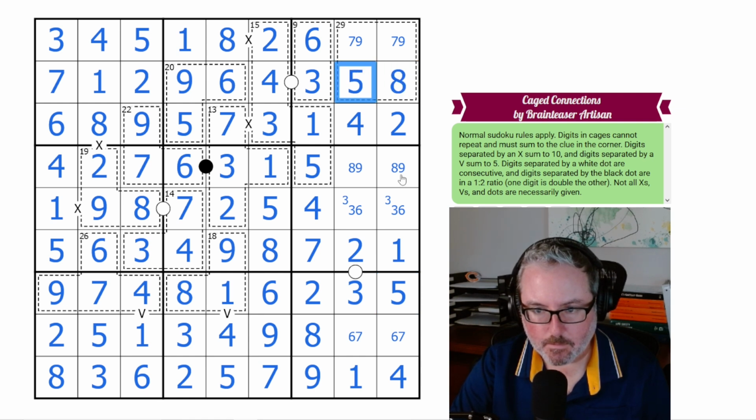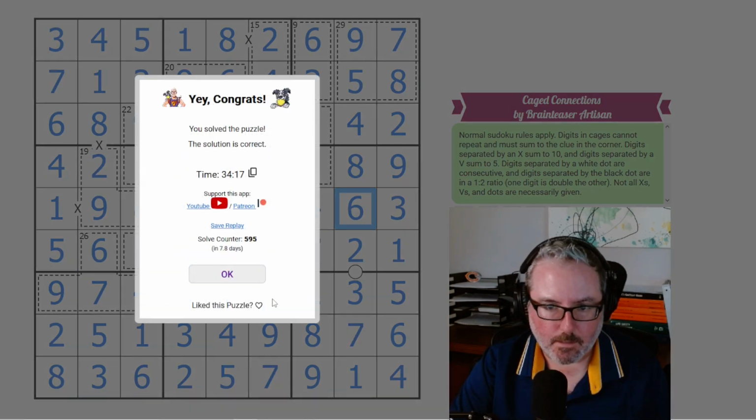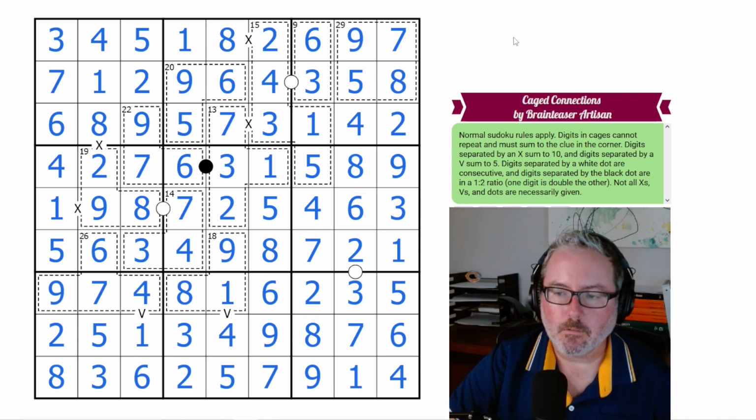8, 5, 9, 8. The 9 gives us our 7 and our 9. And that 7 is going to give us our 6 and our 7 and our 3 and our 6. And there we go. You saw the puzzle solution is correct.